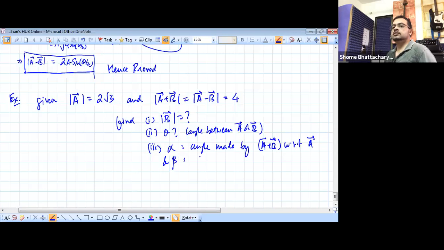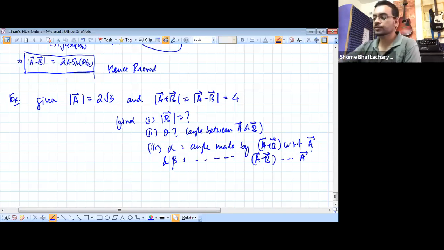and beta. Very good, Aman, that is correct. The angle made by E minus B with respect to E. Yes, Aman, you got this correct. Good. Now quickly calculate alpha and beta also. You got the first two things correct.